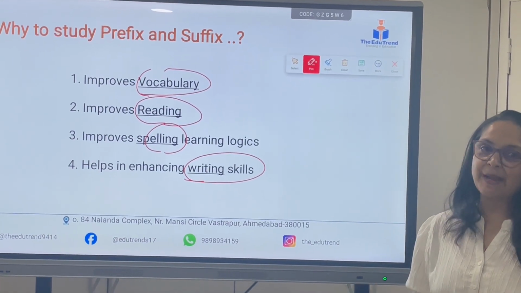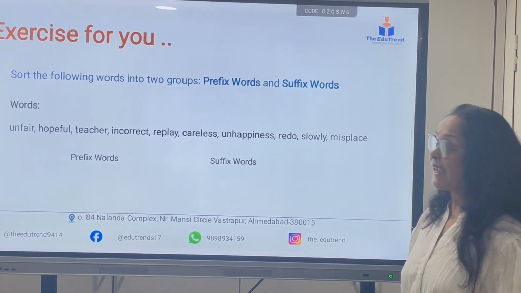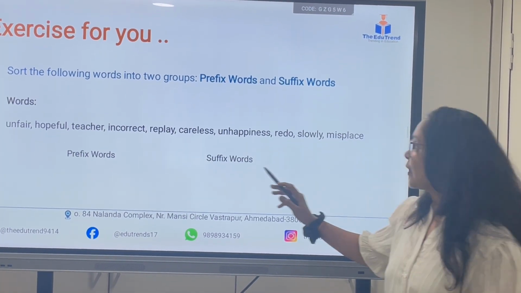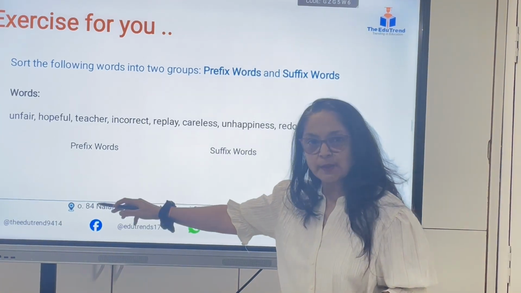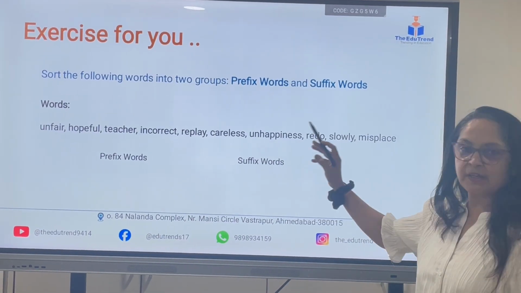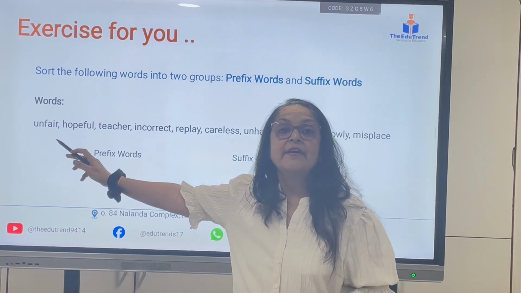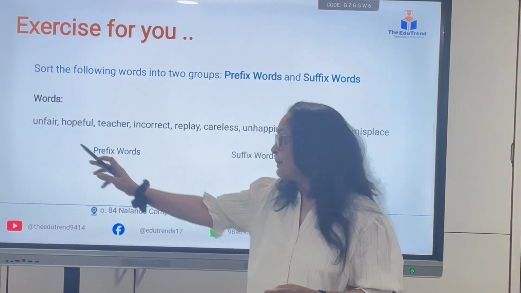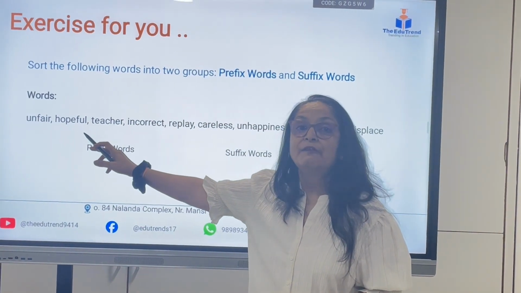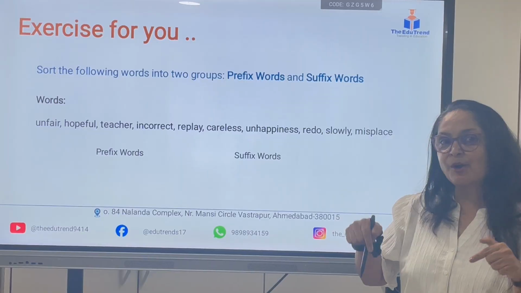Now the very interesting part coming up for you, which you waited a lot for, is the exercise in the comment box below. You have to solve this exercise. You have to make a list of the prefix words from the given words, and you have to make a list of the suffix words from the given words. For example, if I say unfair, will it come in this list, or in this one? Talking about hopeful, will it come under this, or under this? You have to solve it in the comment box below.